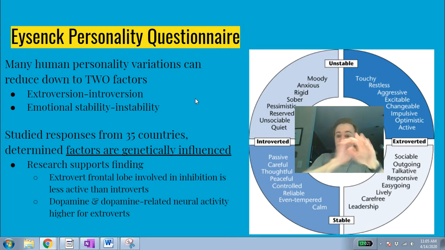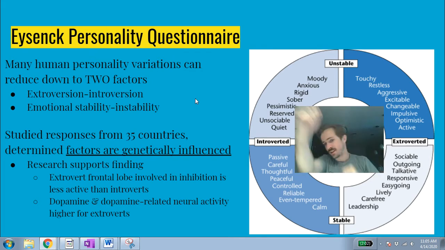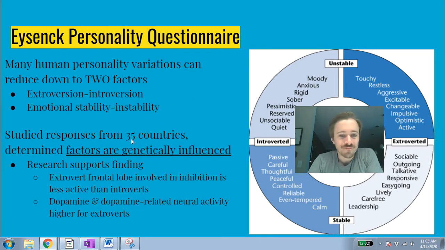And so they're like, this will be fine. Let's go. This is great. Let's go. Dopamine related neural activity also happens a little bit more in extroverts, also meaning that when we go back to forms of motivation, people that are looking for sensation and excitement oftentimes correlate with extroversion.